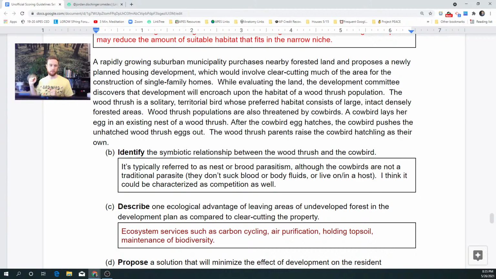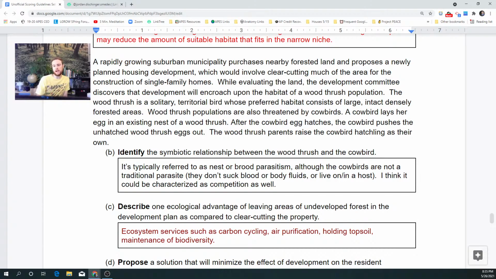There are videos of cowbirds flying in, pecking holes in cardinal eggs, throwing them out of the nest, and then laying their own eggs and fooling the cardinal mother. It's nasty, nasty stuff. Apparently, they do it to wood thrushes as well. So here's a trick. Identify the symbiotic relationship between the wood thrush and the cowbird.